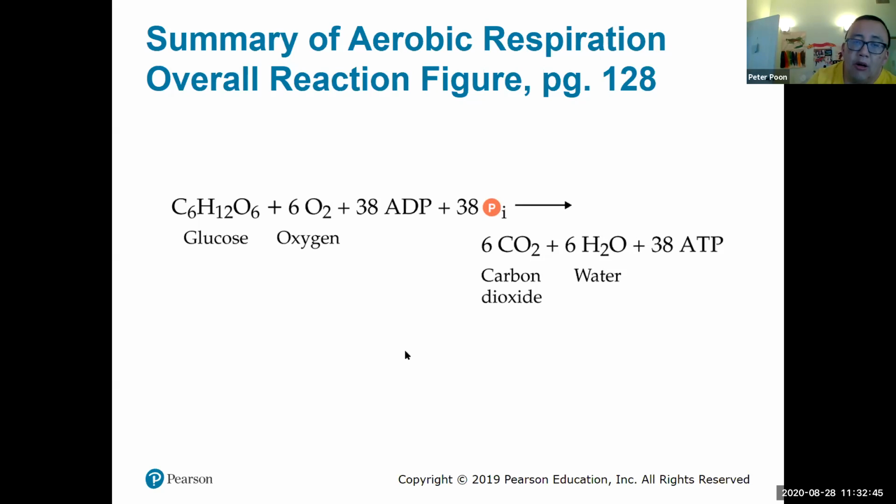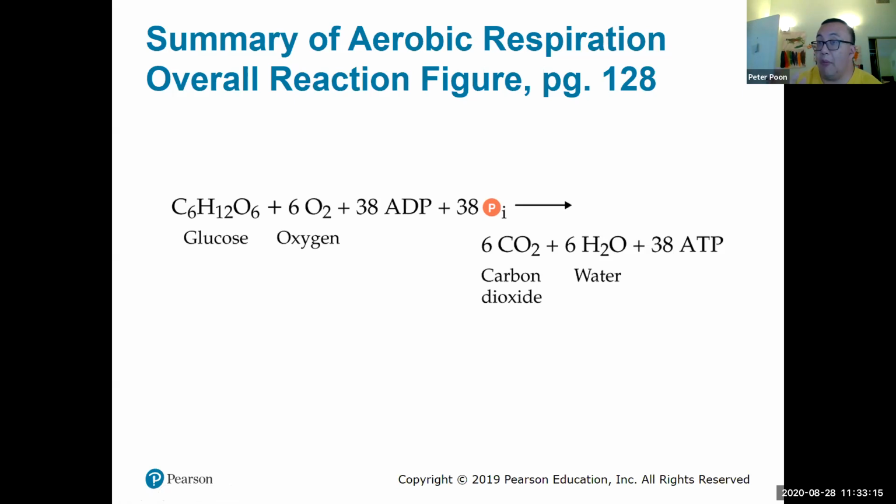The overall aerobic respiration figure, you also need to know this. The whole reason why we breathe oxygen is I take glucose, I take oxygen, and I end up with 38 ATP, and I break down the glucose into carbon dioxide and water.